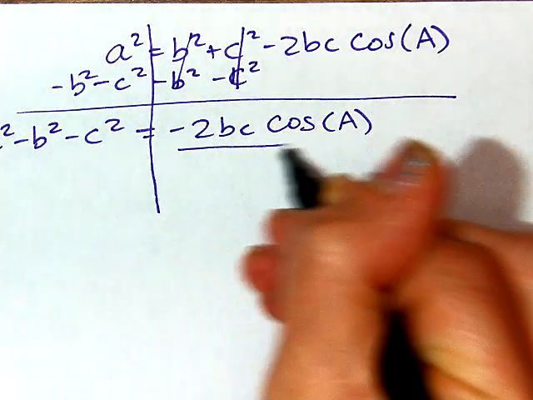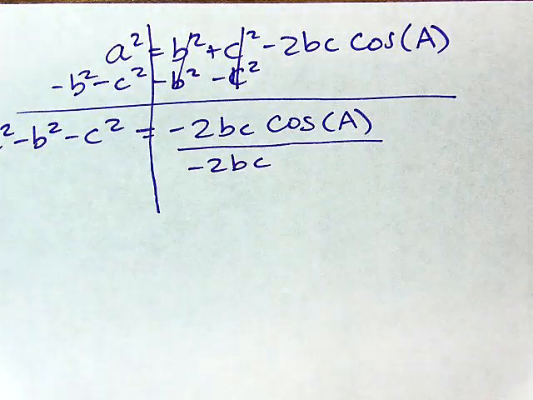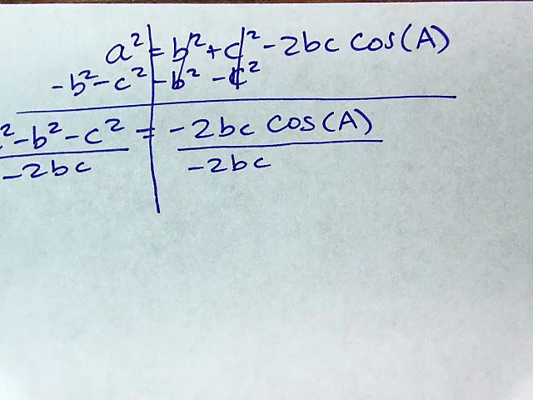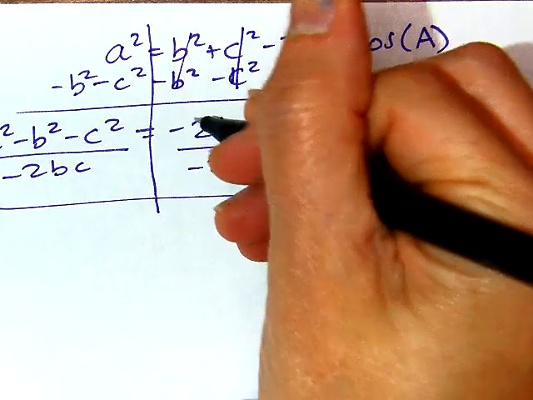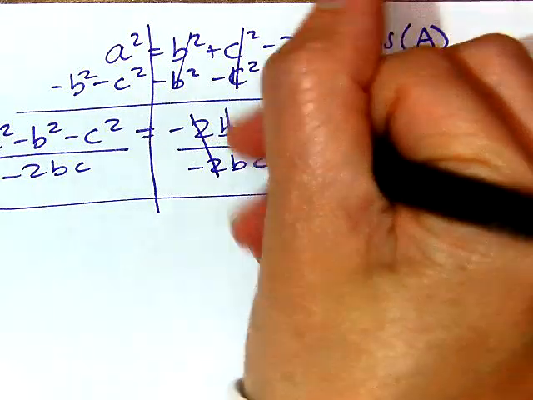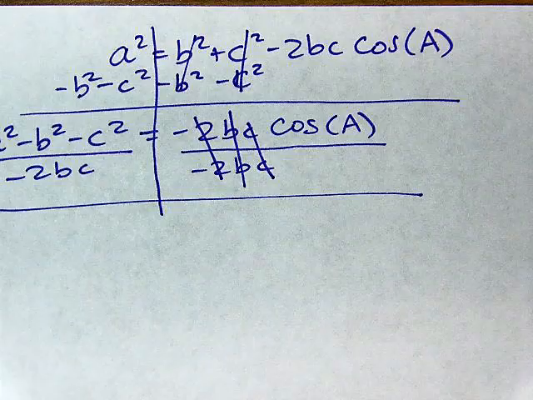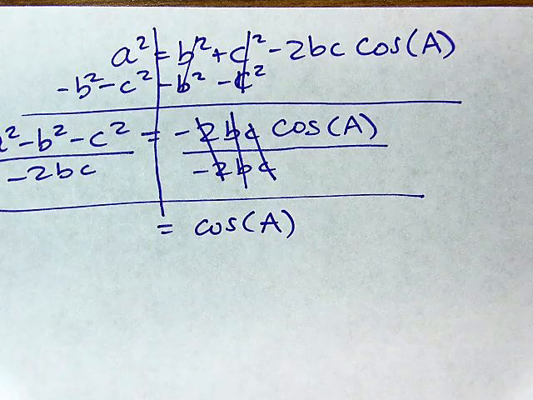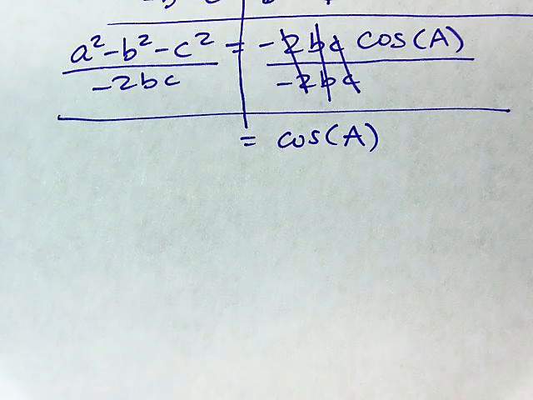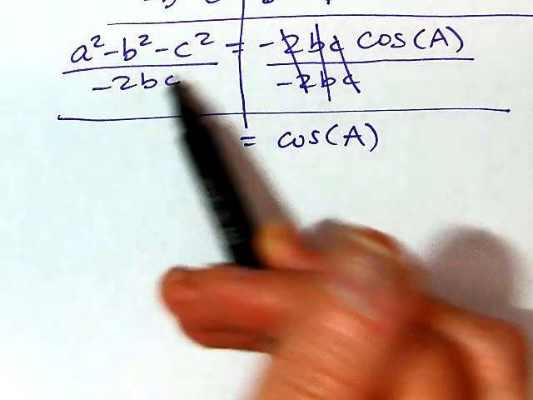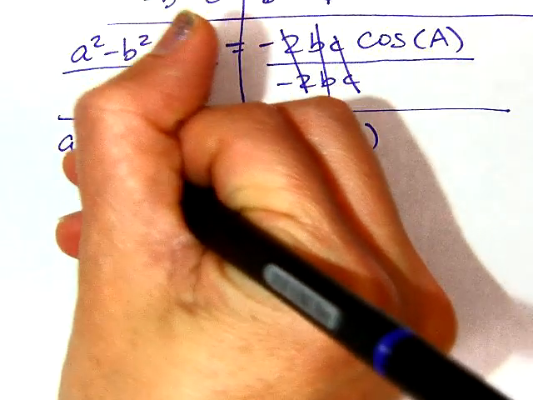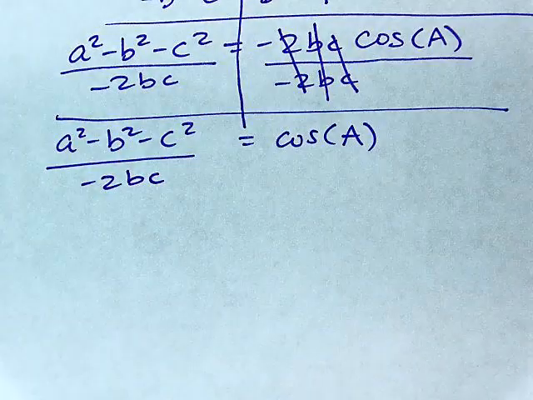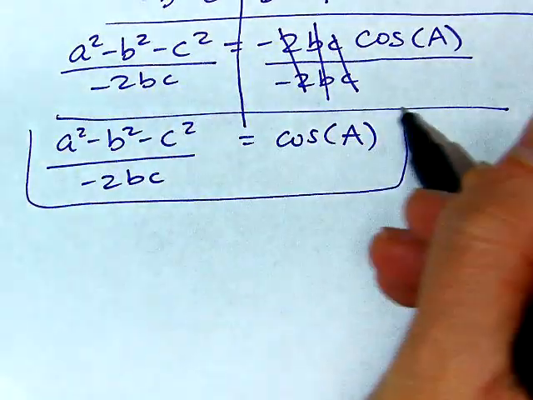So I'm going to divide by negative 2bc, and what you do to one side, you have to do to the other. So negative 2 cancels out, b cancels out, c cancels out, and all I have is the cosine of angle A. On the other side, that is just what it is. Like, I can't make it look better. So that is the formula I'm going to be plugging my sides in.